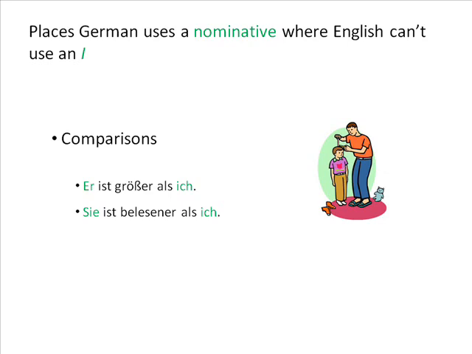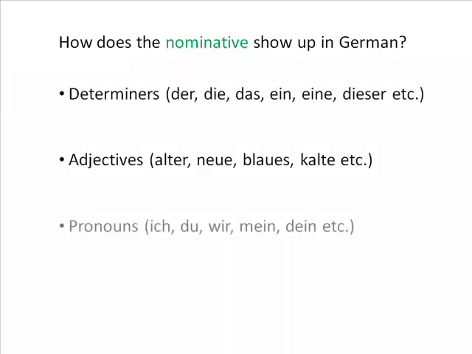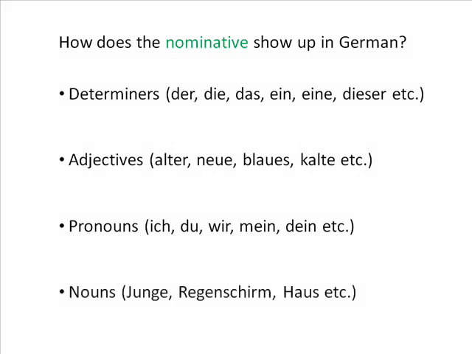German always uses a nominative in this position, so you get "er ist größer als ich", he's bigger than me, "sie ist belesener als ich", she's better read than me. So how does the nominative show up in the German language? Well, as I mentioned earlier, you see it in determiners, adjectives, pronouns, and nouns.